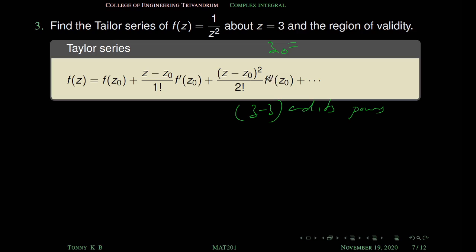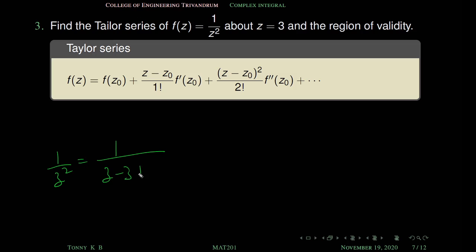So the first important thing is that we are going to find the power series expansion in terms of z minus 3. That's the main idea. So how do we convert this problem in terms of z minus 3? It's the concept from your second problem. Consider 1 by z square. We have to find the series expansion in terms of z minus 3. So we can rewrite this as 1 by z minus 3 plus 3, whole square.